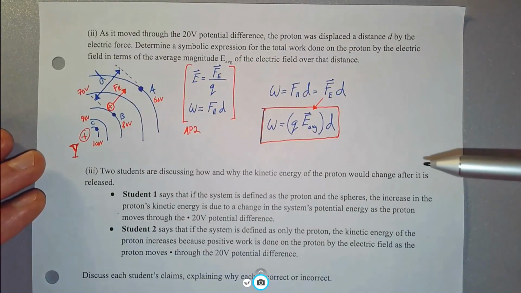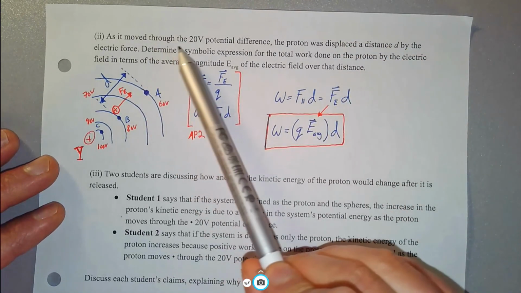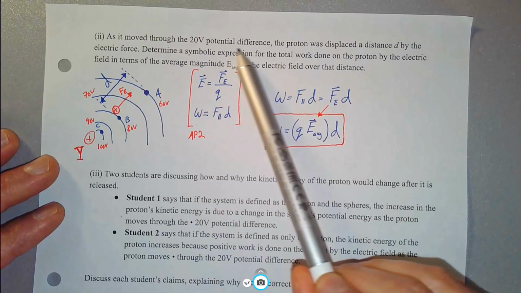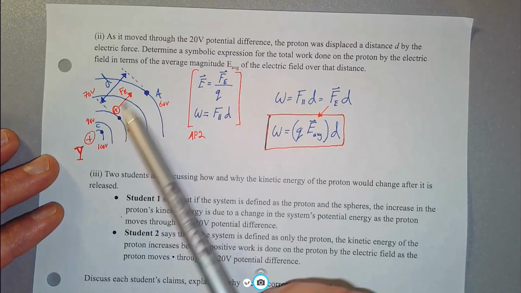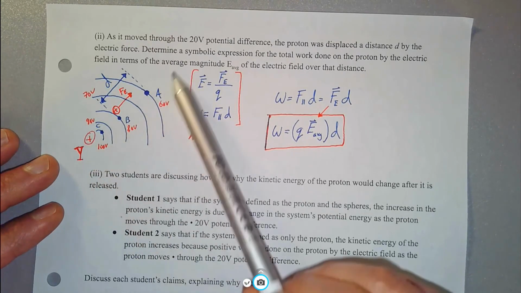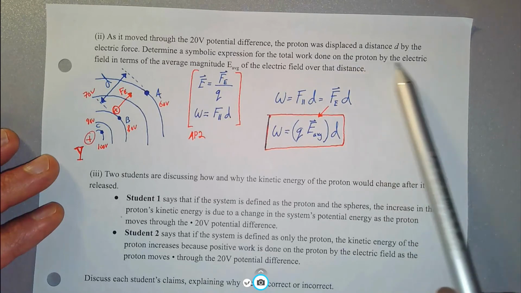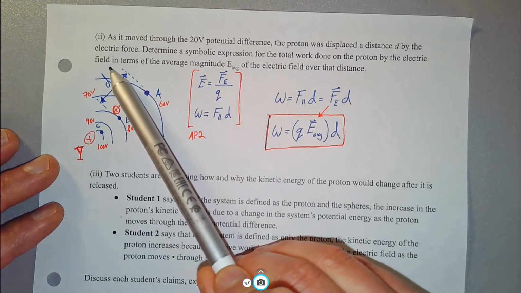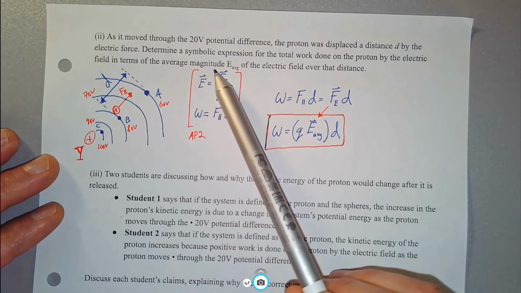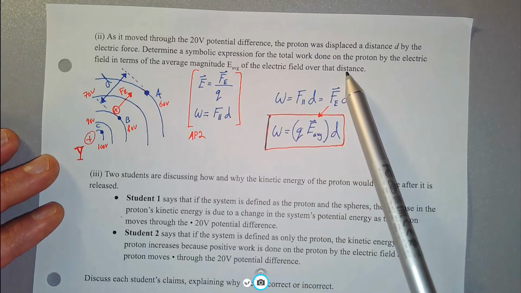Second part of D says, as it moves through the 20-volt potential difference, the proton was displaced by a distance d by the electric force. Remember we said pushing the particle away from position B or away from Y. It says determine a symbolic expression for the total work done on the proton by the electric field in terms of the average magnitude, or E sub AVG, of the electric field over that distance.